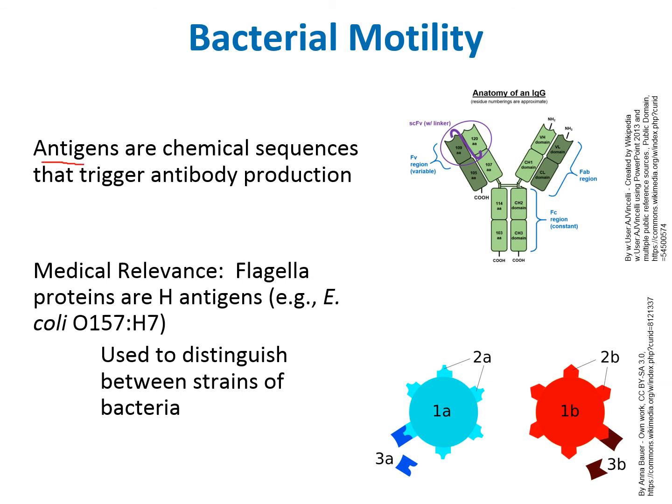Antigens are chemical sequences on the surface of microorganisms that stimulate the production of antibodies from B cells in the human body. Typically, antigens are part of a protein or a carbohydrate or a lipid on the surface of a microbe. We can use the reaction between antigens and antibodies to identify small genetic differences between cells of the same species. How do we do that?